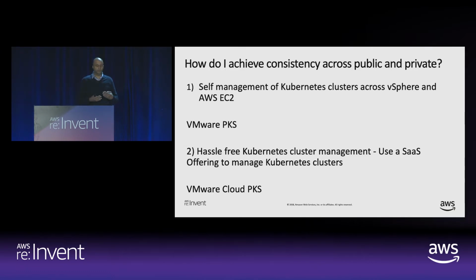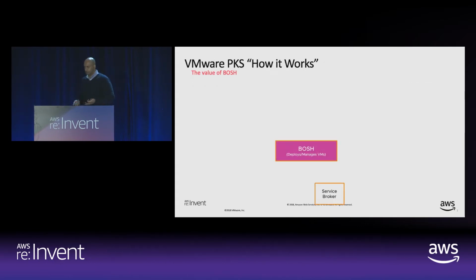And we'll talk about how you achieve that consistency in two formats here. One is, right, using a tool called VMware PKS that effectively helps you self-manage that Kubernetes deployment automatically, right, and helps you manage that across both locations, or use our hassle-free cluster management SaaS service called VMware Cloud PKS, right? And we'll give you a demo on both. So I'm going to hand it over here to Art, who's going to talk about VMware PKS.